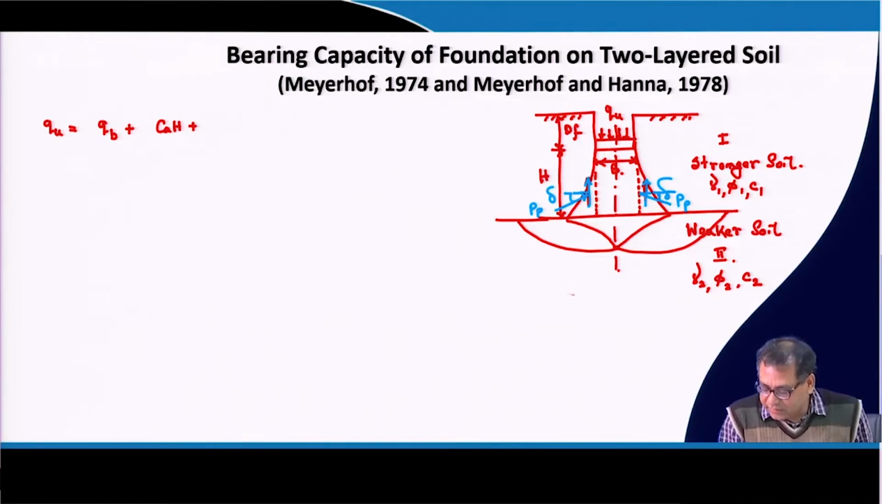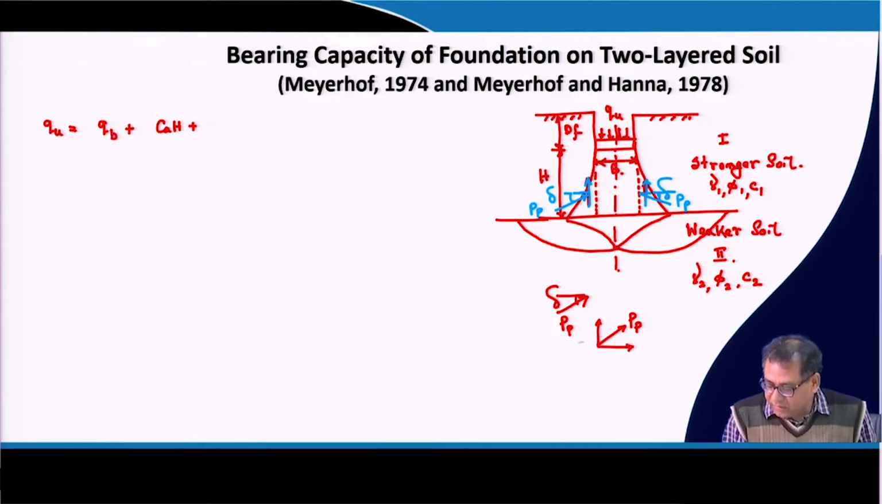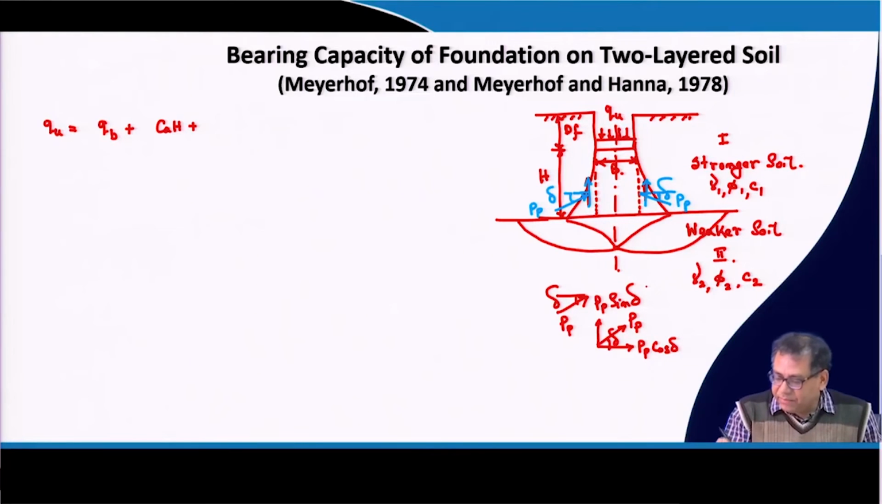So, now this is your delta angle, your Pp is acting. So, it has two components. Okay. So, if this is the Pp which is acting, there will be one vertical component, there will be one horizontal component. So, this angle is delta, means this angle is also delta. So, this is your Pp cos delta and this is your Pp sin delta. So, that Pp sin delta will act in the vertical direction.